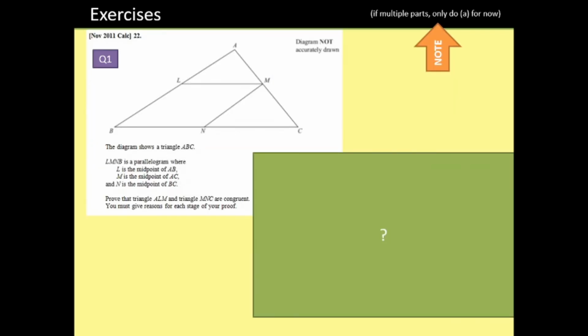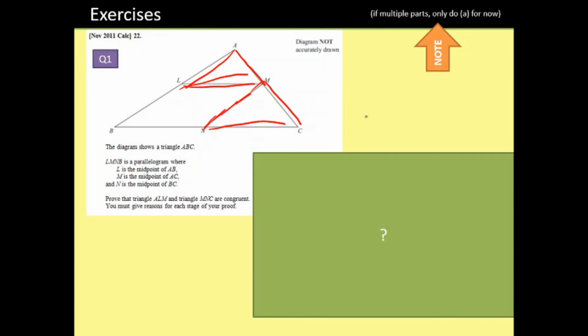Okay, so the diagram shows triangle ABC. LMNB is a parallelogram. M is the midpoint. Now this midpoint shows that AM is the same length as MC. Okay. N is the midpoint of BC. Prove that triangle ALM and triangle MNC are congruent. You must show proof. So this is quite a confusing thing. So I'm going to draw over it. So ALM is congruent to MNC.